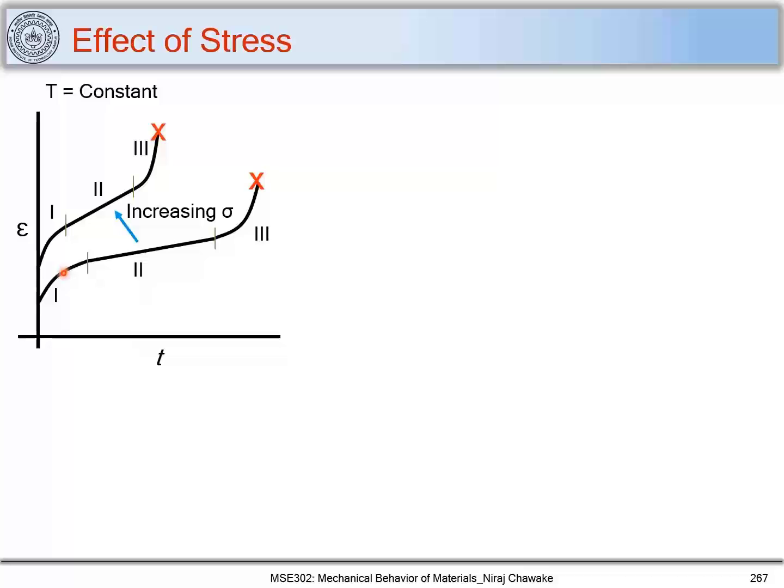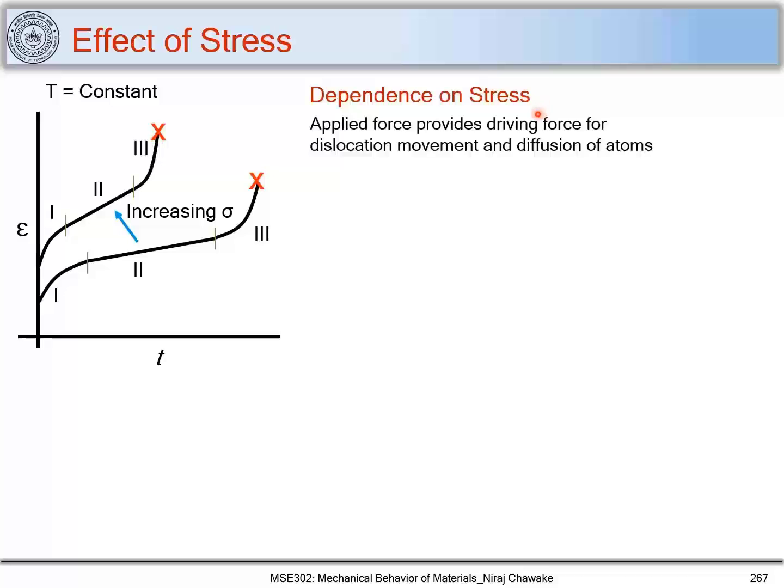Also, you can see that these three stages have also shrunk. So here you can see that the stage 1 is occurring for this much period, but for this sample which is subjected to a higher stress, the stage 1 is occurring for a shorter time. Similarly for stage 2 and stage 3. So you can say, what is the dependence on stress? We know that applied force provides a driving force for dislocation movement and diffusion of atoms.